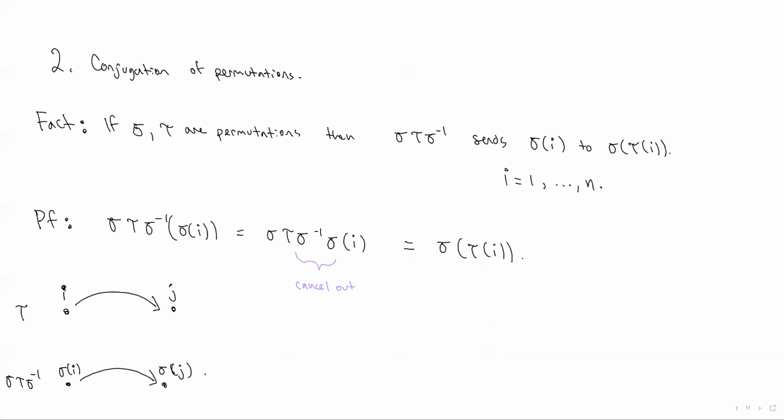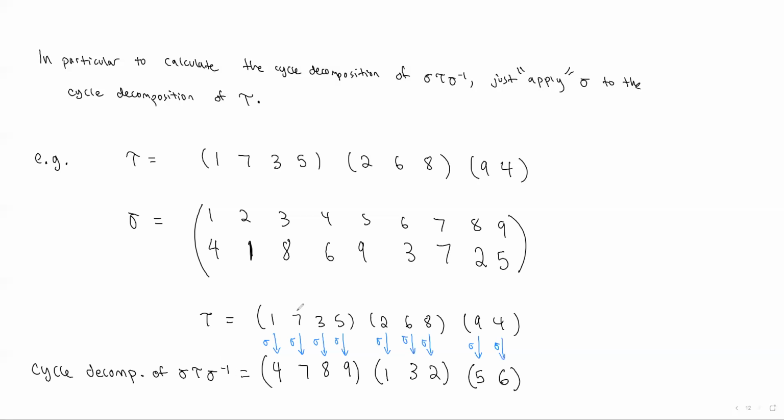The whole point of sigma tau sigma inverse is that it's like tau, but if tau sends i to j, then sigma tau sigma inverse sends sigma of i to sigma of j. So tau sends 1 to 7, 7 to 3, 3 to 5, 5 to 1. Sigma tau sigma inverse is the same, but with a sigma in front of all that. So it sends sigma of 1 to sigma of 7, so it sends 4 to 7. It sends sigma of 3 to sigma of 5, so it sends 8 to 9. It's verbally a bit awkward to say, but hopefully it's clear what you do. You just apply sigma to every element in the cycle and you get the new cycle decomposition.